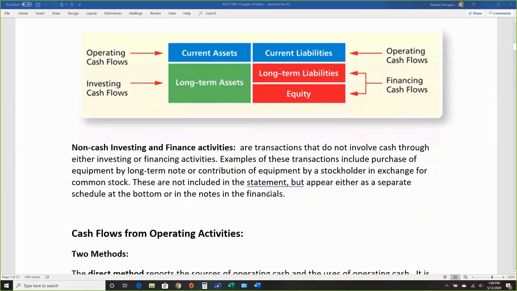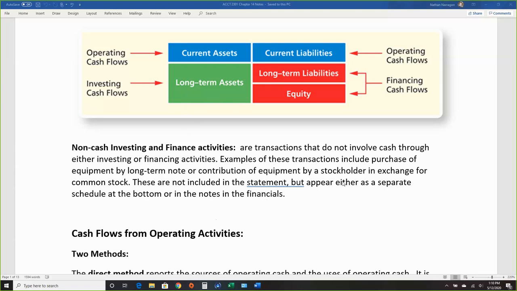Now, there's another part of the cash flows statement that's actually separate, and this is called non-cash investing and financing activities. This is a separate schedule, so it doesn't actually go into cash flow because there is no cash. This is mostly how companies may purchase equipment, but instead of using cash to buy it, they may do a long-term note or issue common stock. There are other ways of getting these long-term assets, and they do want us to account for these. Since there's no cash involved, these are usually on a separate schedule at the bottom of our cash flow statement, or we provide them in the notes in the financial document.